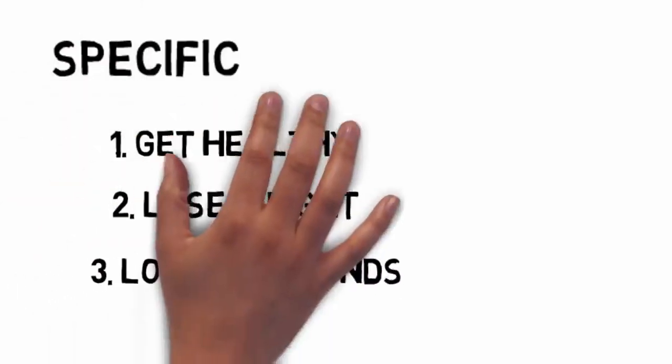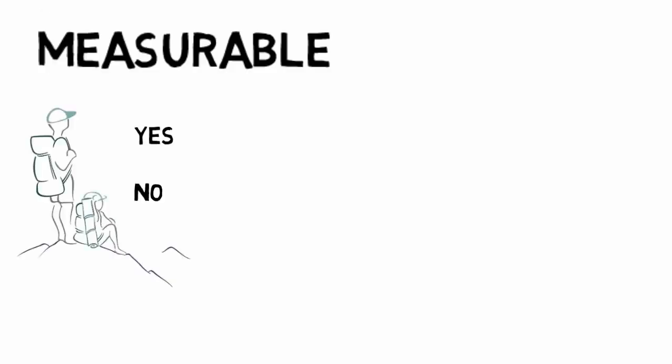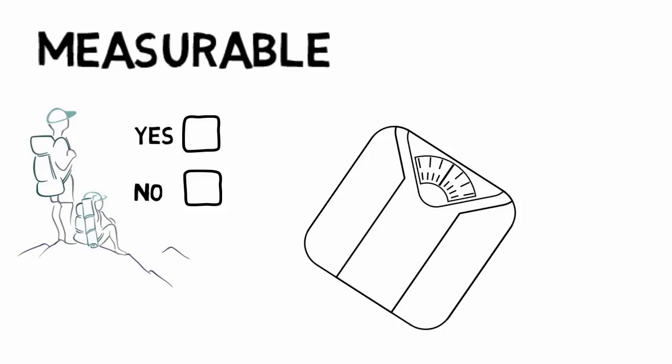Consider the difference between a goal to get healthy versus the goal to lose weight versus the goal to lose 10 pounds. The goal to get healthy is much less specific than a goal to lose 10 pounds. The next question to ask: how is the goal measured?